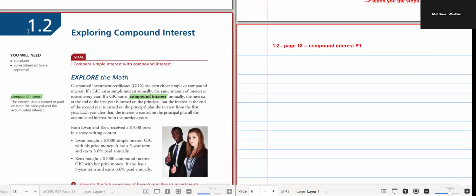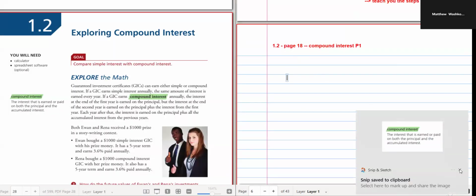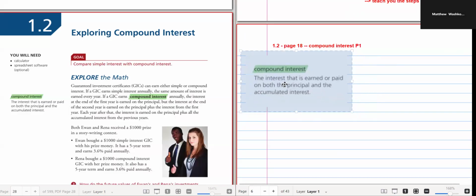And so starting out here, you're going to want to put in this definition. Compound interest: interest that is earned or paid on both the principal and the accumulated interest. So what's different here is this accumulated interest part of it.